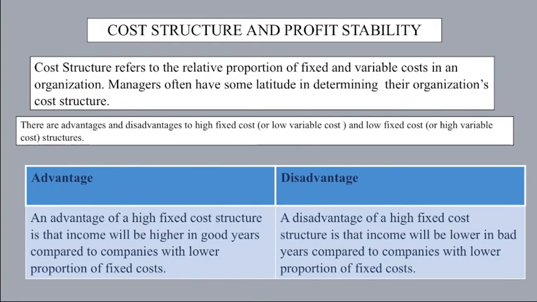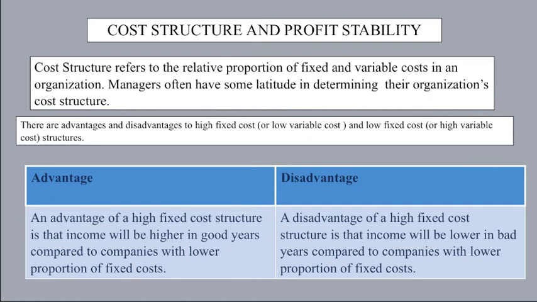Cost structure and profit stability. Cost structure refers to the relative proportion of fixed and variable costs in an organization. Managers often have some latitude in determining their organization's cost structure. There are advantages and disadvantages to high fixed cost or low variable cost, and low fixed cost or high variable cost structures.